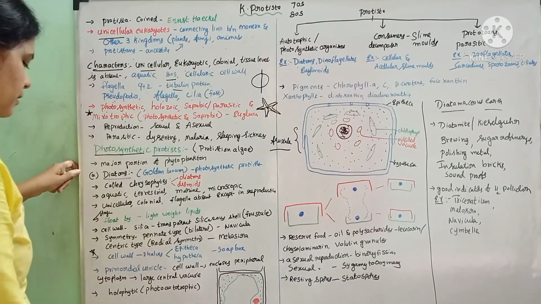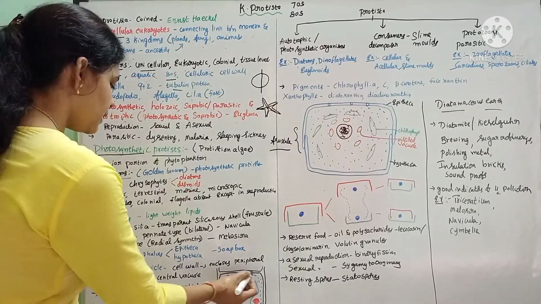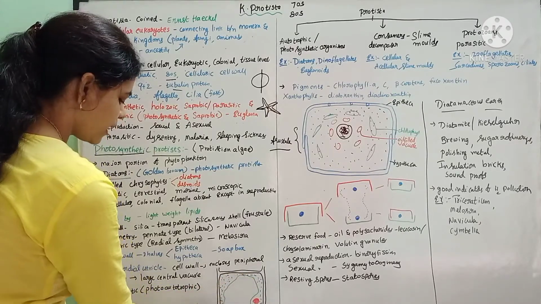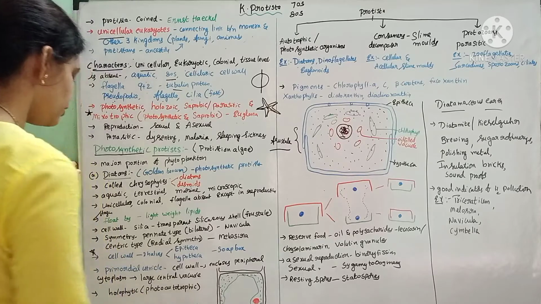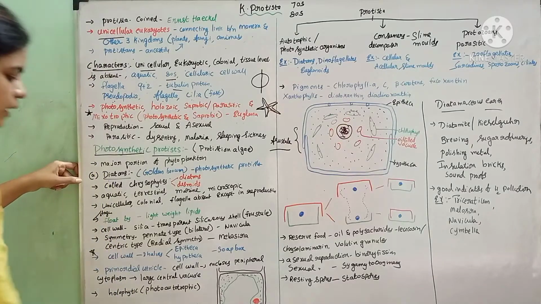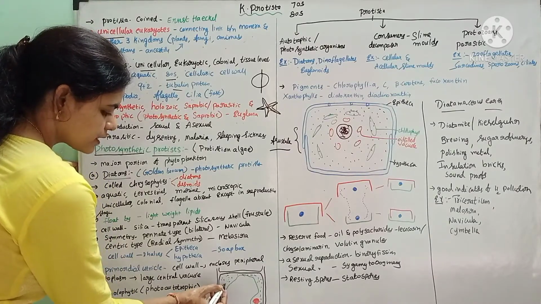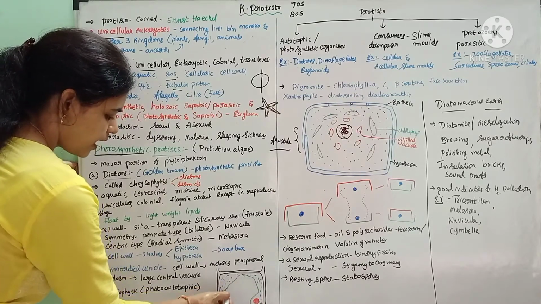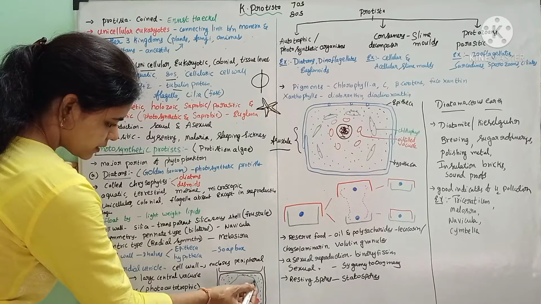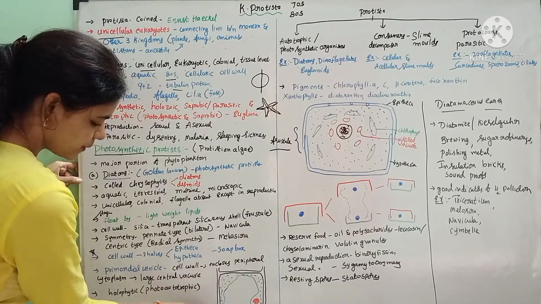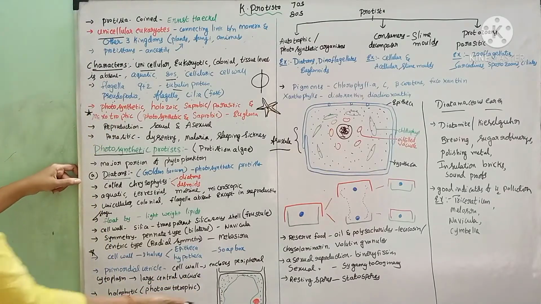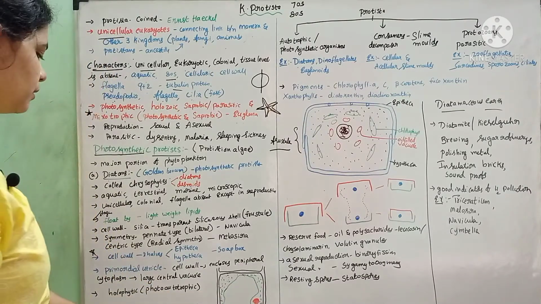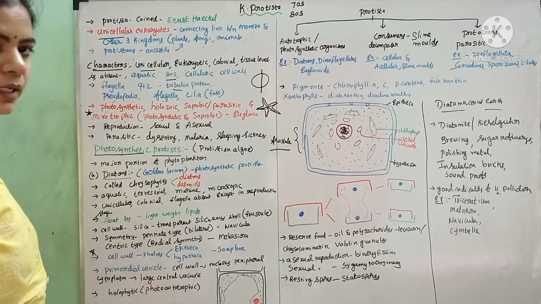Primordial utricle means the cell wall encloses a peripheral cytoplasm. This cytoplasm is present only in the peripheral regions, and a large central vacuole is present. This peripheral cytoplasm is called the primordial utricle, and the nucleus is present somewhere here.